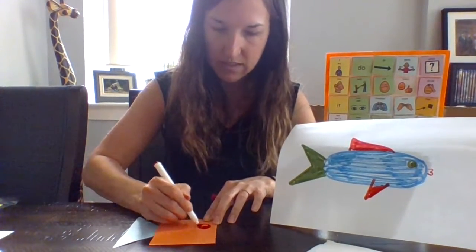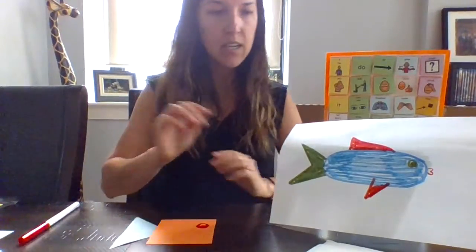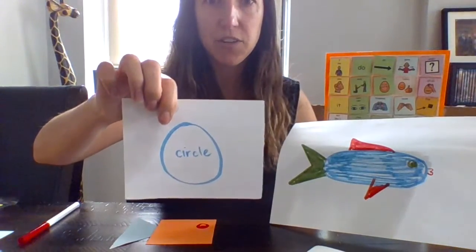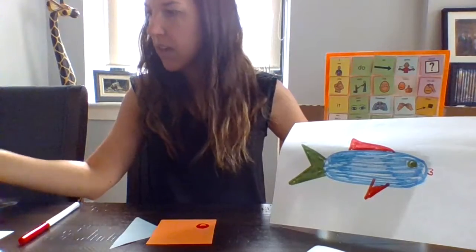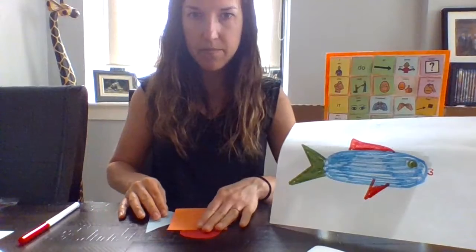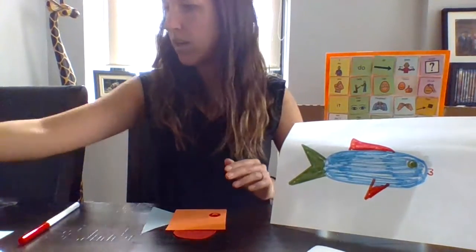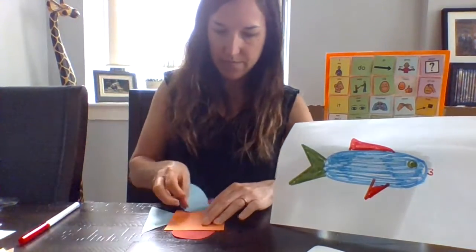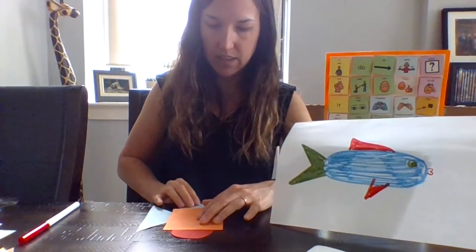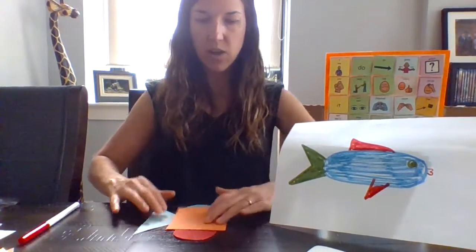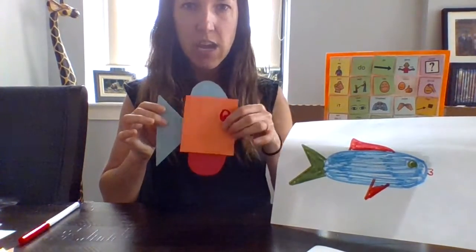There we go. And the fins are going to be circles. Okay, let's see here. Let's make a circle fin. One on the bottom and one on the top. Stuffing them behind. There we go. And that is my shape fish.